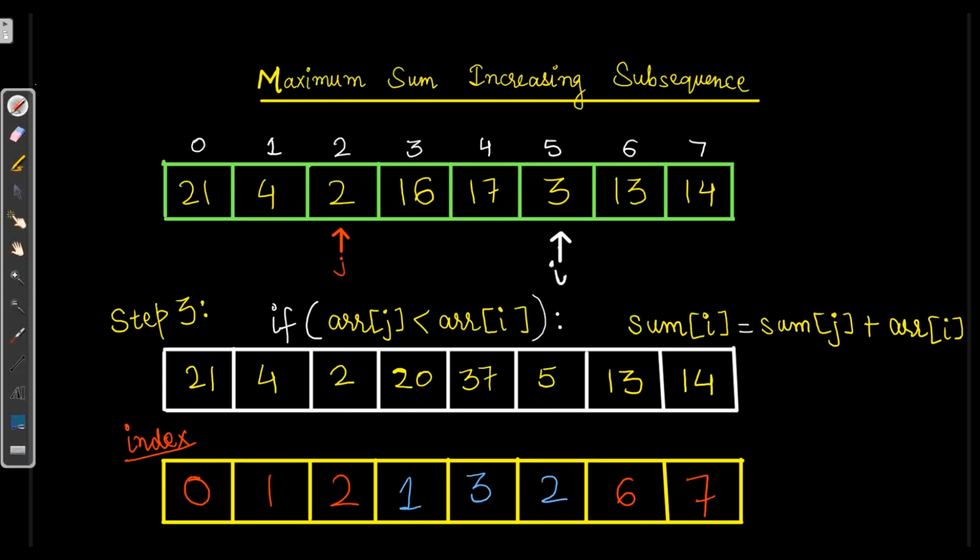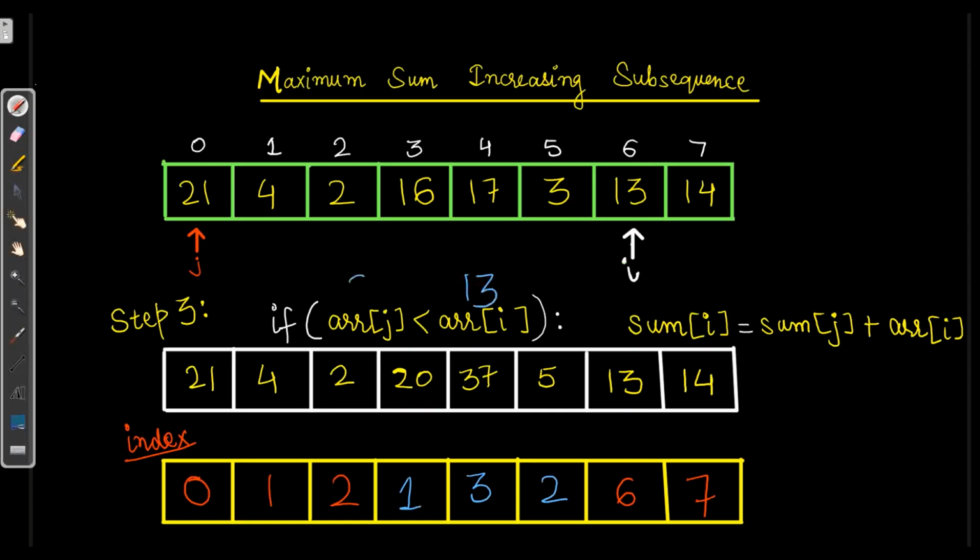Now for the next index, we have 16 value. Is 3 greater than 16? No. So again, j will be shifted to next index, which is 4. And here we have 17 value. Is 3 greater than 17? No. So i will be shifted to 6th index, where we have 13 value, and j will be at 0th index. Now we will compare the value.